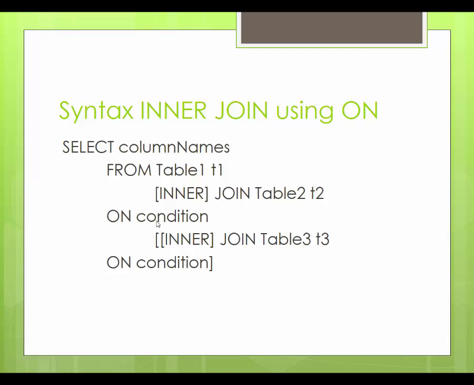And you can join as many tables as you want to. In this case, we're joining 3 tables, and because we have 3 tables, we have 2 conditions. Your number of conditions is always going to be one less than the number of tables that you're actually going through and joining. So let's see this as an example.